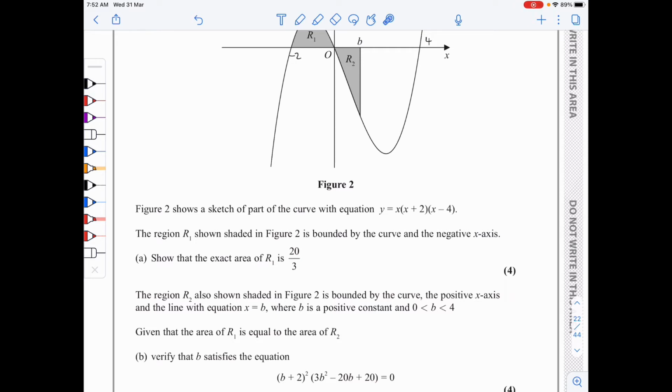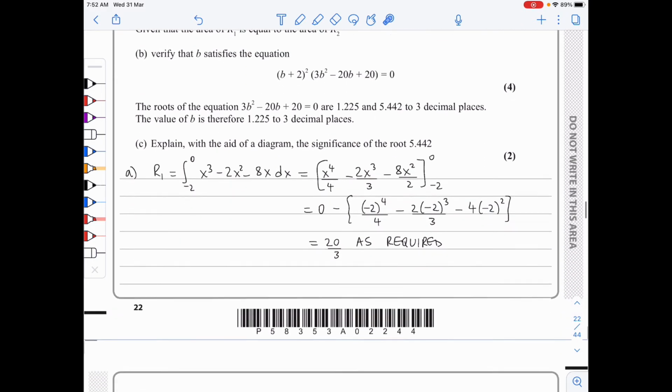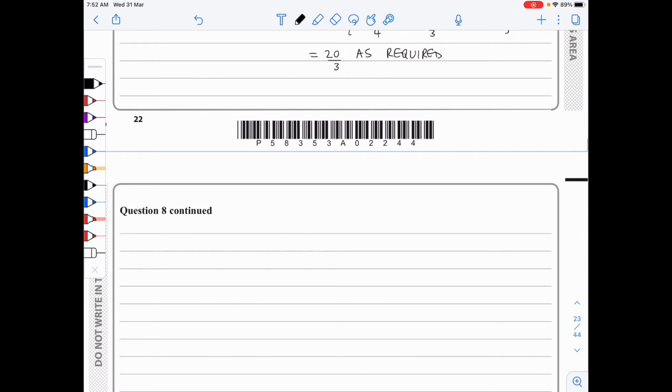Because R2 lies entirely below the x-axis, when we integrate, it will give numerically a negative value. And because the area is 20 over 3, we know that the integral from 0 to b will be minus 20 over 3. That will be my starting point. So from 0 to b, integrating x cubed minus 2x squared minus 8x dx should be giving me a value of minus 20 over 3.